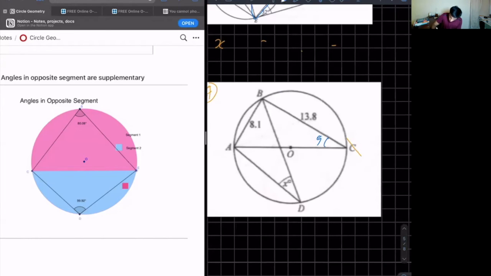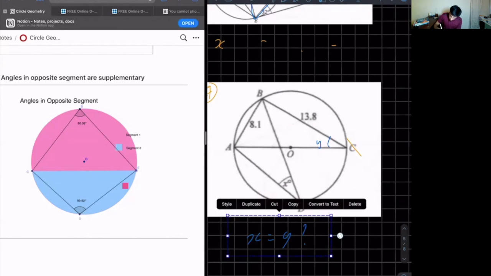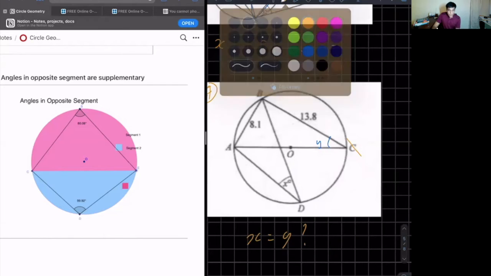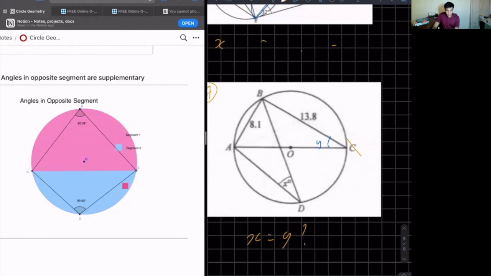Y, if this is Y, oops. X equal to Y, question mark. Put this in chat, X equal to Y, question mark. Yep, X is equal to Y, good, because 2 points here and then 2 angles at the circumference. Good, good, good. All right.